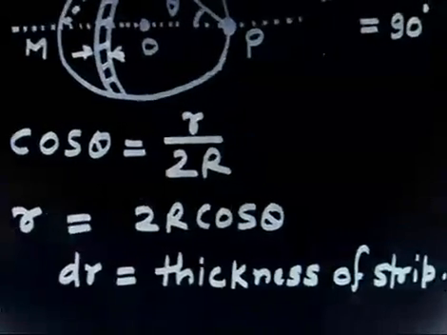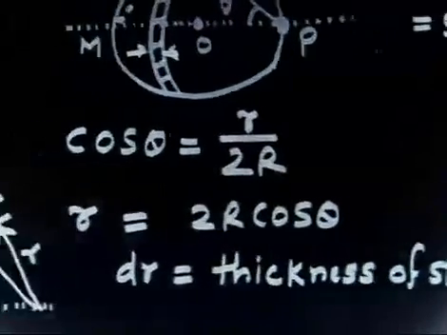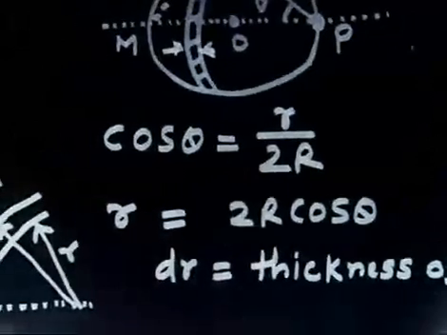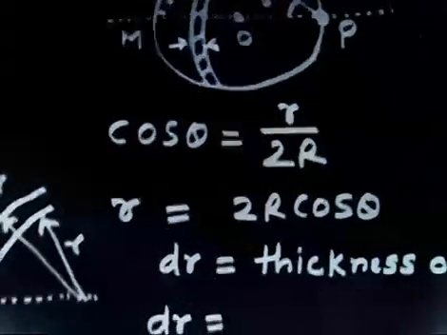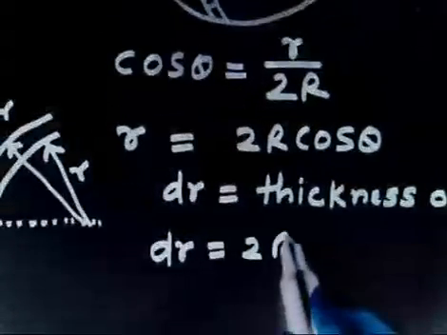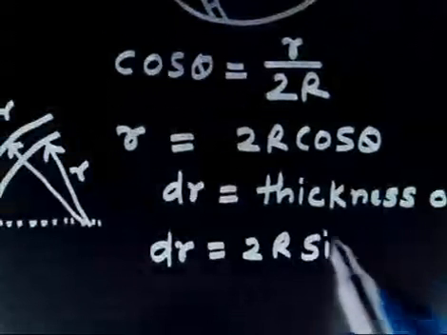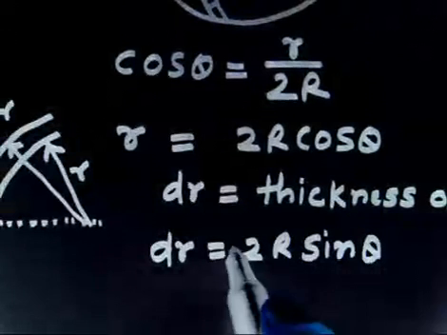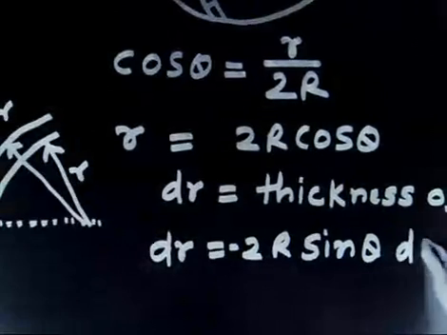So basically there will be a relationship between dr and theta. If I differentiate this equation, that is r equals 2r cos theta, the differentiation of cos theta is minus sine theta, and this is d theta.